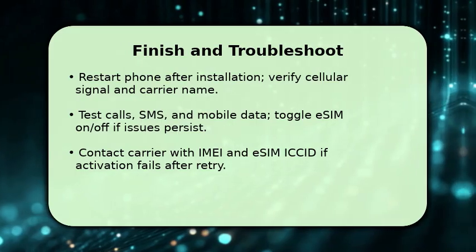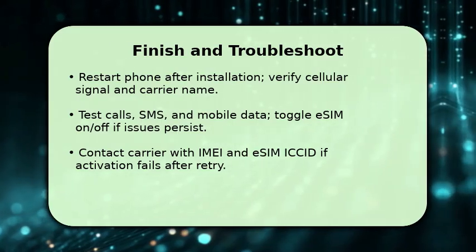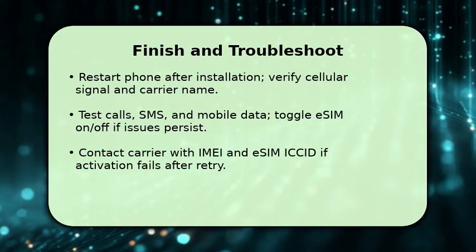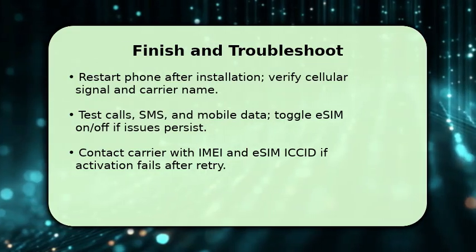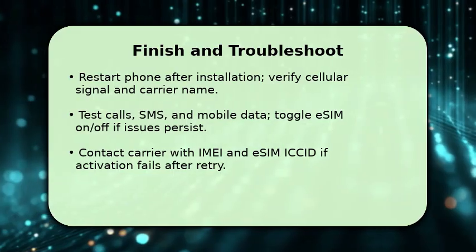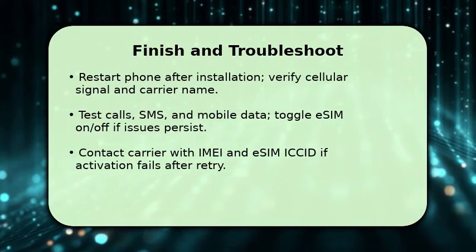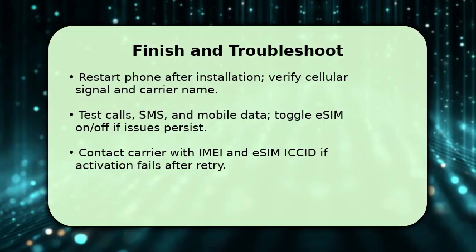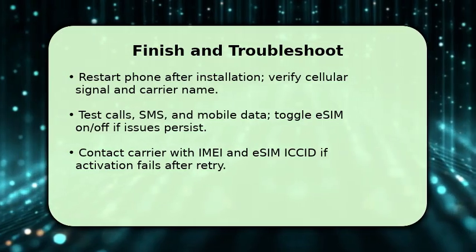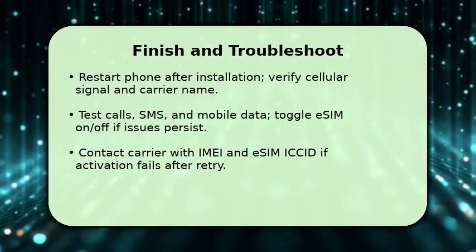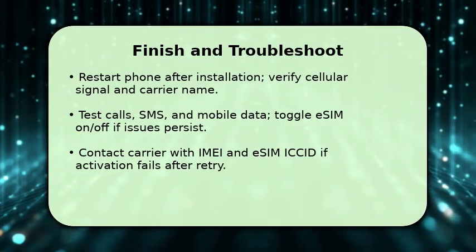Once restarted, place a test call, send a text, and load a web page to confirm voice and data work. Make sure the correct plan is selected for data. If something fails, toggle the eSIM plan off and on, then restart and retry. If activation still fails, contact the carrier and provide your IMEI and the eSIM ICCID so they can troubleshoot provisioning on their end.